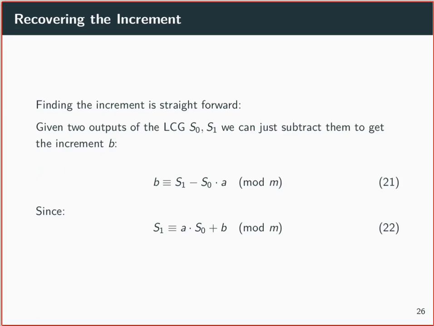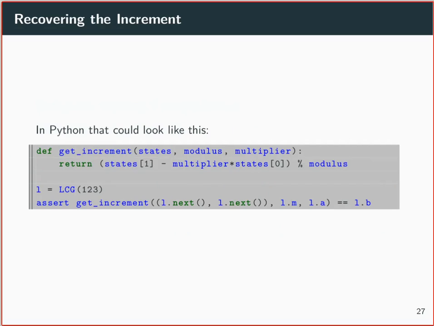Well, finding the increment is actually rather easy. We multiply the previous state by A, subtract it, and we have B, since S1 is nothing else than A times S0 plus B. But in order to calculate B, we actually need A and M. So this is an implementation in Python that does exactly that.